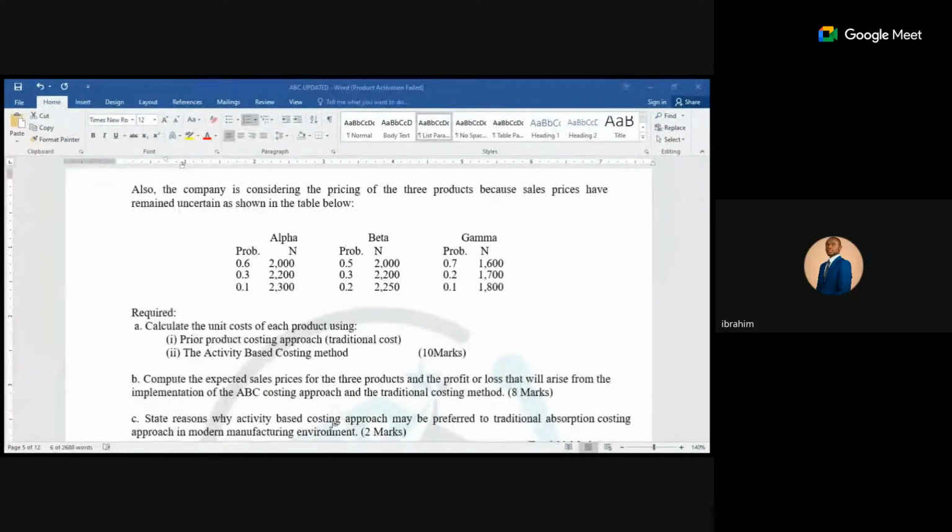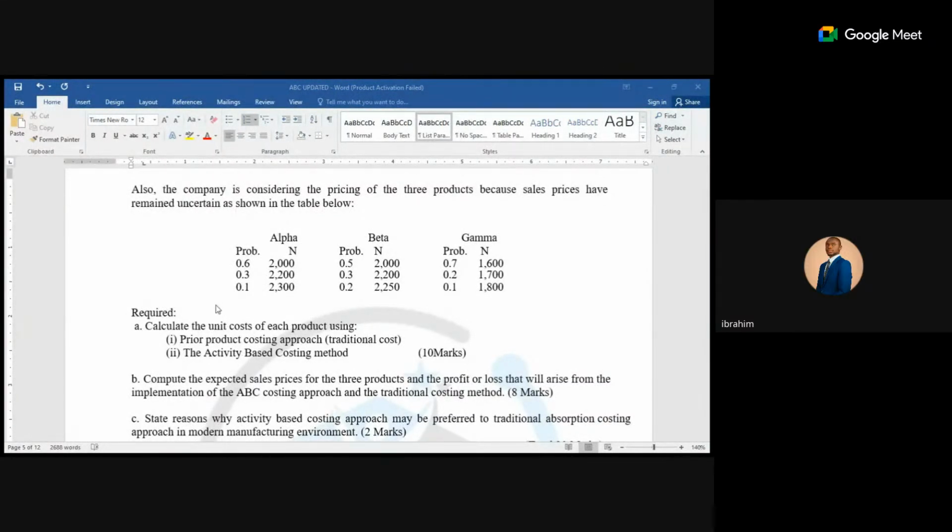Now, compute the expected sales price for the 3 products, class. You can have expected variable costs under your risk. Recall, under risk and uncertainty, you can have expected variable costs, expected sales, expected fixed costs. When you see expected, it means that there is probability. That is why the company is considering the pricing of the 3 products, because sales prices have remained uncertain.